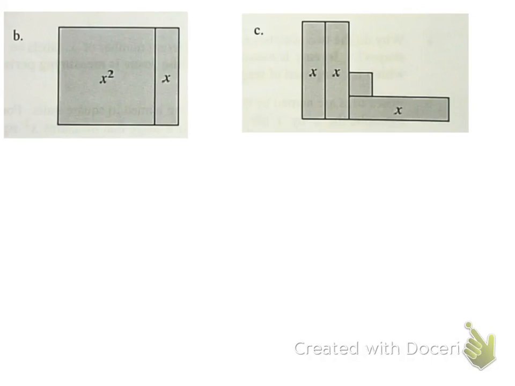So with these 2 problems, I want you to write down what the variable expression is to represent B and then C. Combine like terms so you can have a simplified expression. When you're done, unpause the video to check to see how you did.